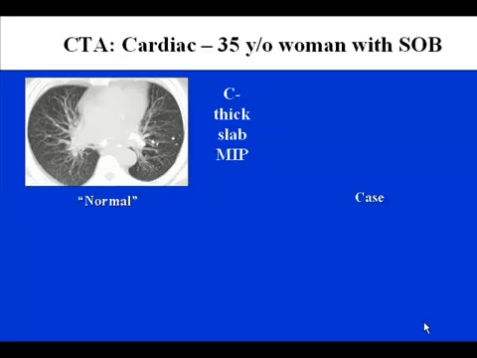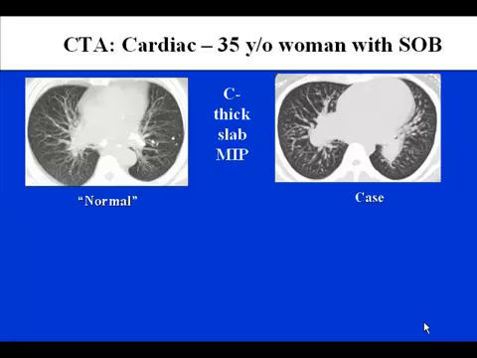This is a 35-year-old woman who presents with shortness of breath. It was determined to do a contrast CT of the chest and the coronary arteries. In this particular situation, looking at lung windows, you can see that there is clear pruning of the peripheral pulmonary vessels. This is a classic finding in pulmonary hypertension.